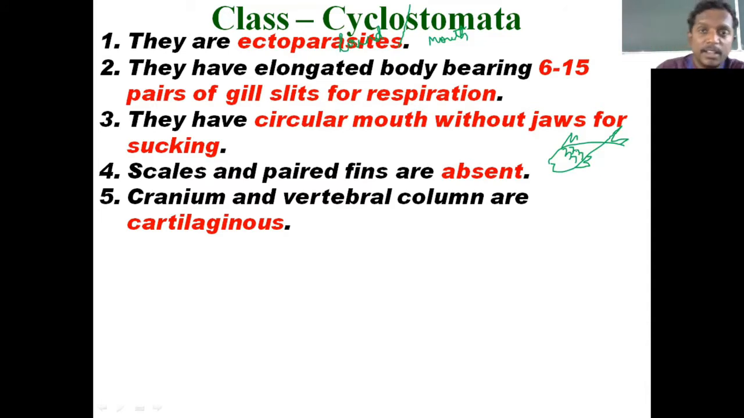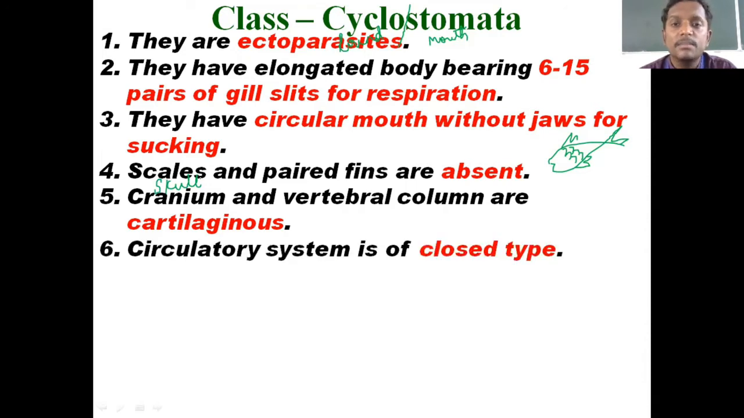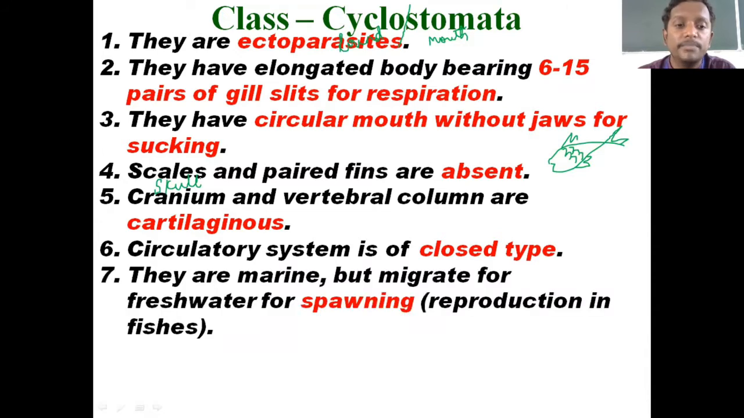Cranium, I said the meaning. What does cranium refer to in English? Cranium refers to skull. Skull and vertebral column. The vertebral column is nothing but the notochord which is modified into the backbone. They are cartilaginous. Cartilaginous means what? They are made up of soft bones. The circulatory system is of closed type. Now this point will be common in future classes. They have well-defined or well-formed blood vessels through which the blood is circulated throughout the body.